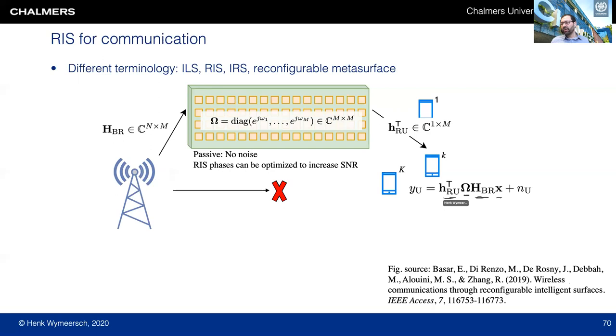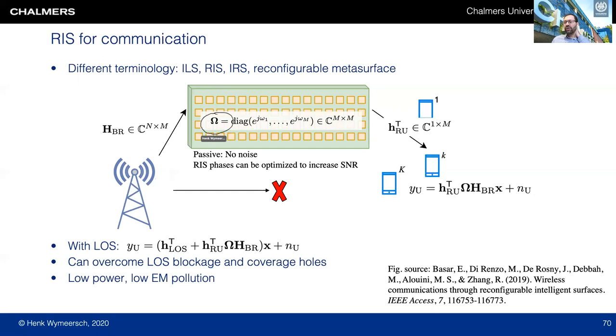And now, if the line of sight is there, then you also have the line of sight path. But the cool thing is that you can configure these phases to create a strong signal towards a certain user. This allows you to overcome line of sight blockage. It also has other benefits like low power consumption and low EM pollution, because you can direct signals to places where users really are. And there are, I think, many papers appearing every day now on this topic.